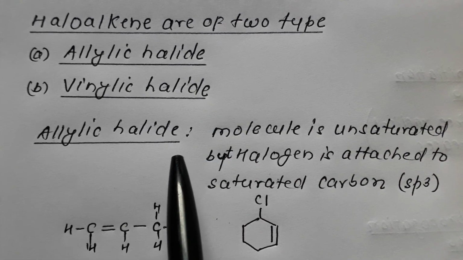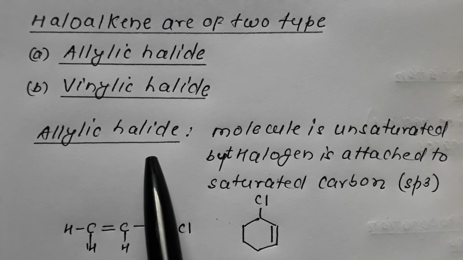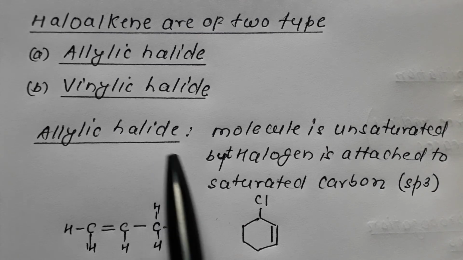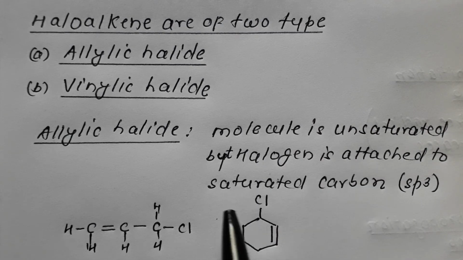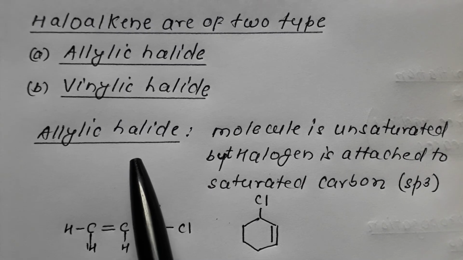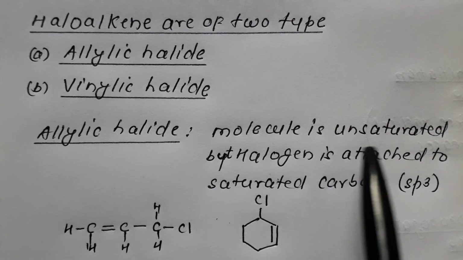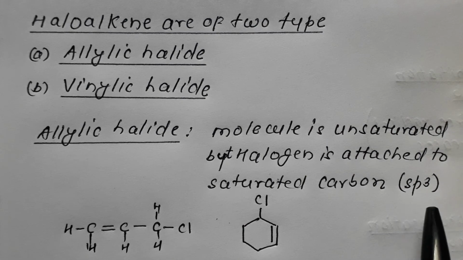What are allylic halides? These are halo compounds in which the molecule is unsaturated, but the halogen is attached to a saturated carbon, that is, an sp3 hybridized carbon. Allylic halides are those halo compounds in which the molecule is unsaturated, but the halogen is attached to a saturated carbon, that is, an sp3 hybridized carbon. Let us elaborate.